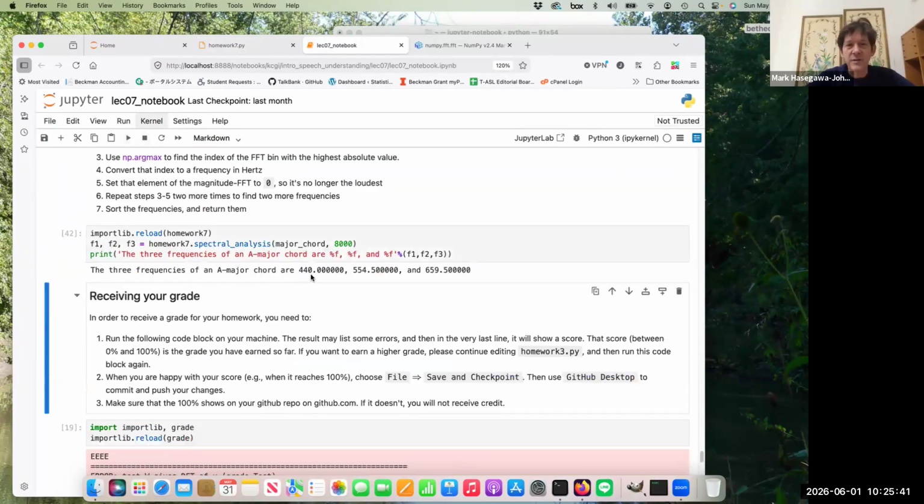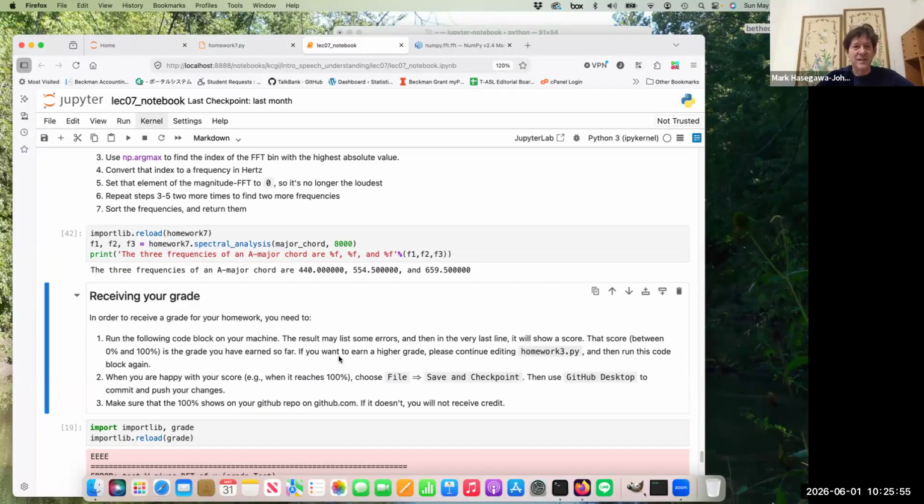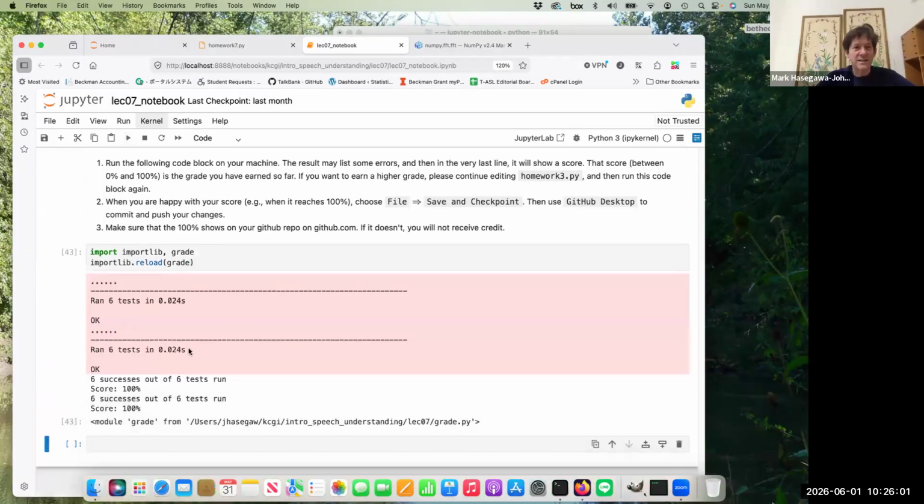The three frequencies are 440, 555, and 660. Right, that's the difference between using np.fft.fft and W times x. The difference is that the FFT is much, much faster. Let's try running the grading code and see if it works. Ran 6 tests in 0.024 seconds and it worked 100%.